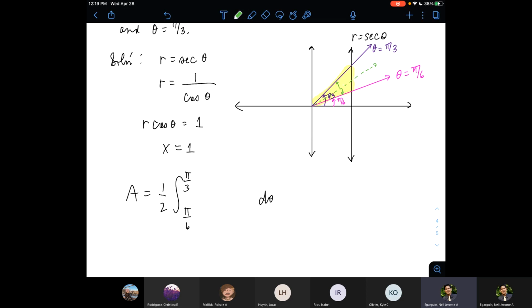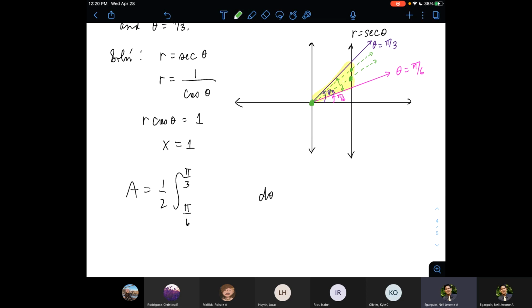So I know that here the outer radius will be this, right? That's the ending value, and there is no inner radius because it will always start at the pole and will end up at the black line, the vertical line. If my dotted line is here, then it will still start at the pole and will end up at the vertical line. And you will see that all throughout theta equals pi over 6 until pi over 3, my dotted line will start at the pole and will end at the vertical line.